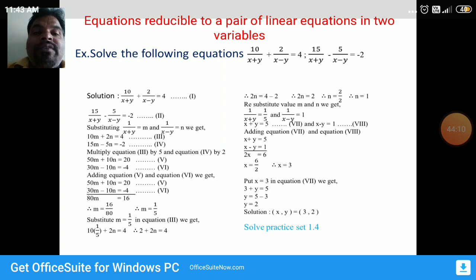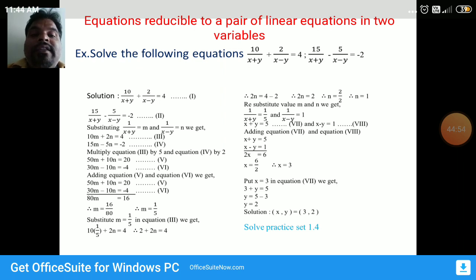Now solve these two equations by equating coefficients. Multiply equation third by 5 and equation fourth by 2. Then the equations are 50m plus 10n is equal to 20, this is equation number 5, and 30m minus 10n is equal to minus 4, this is equation number 6. Now in equation number 5 and equation number 6, the coefficients of n are equal, that is plus 10 and minus 10.